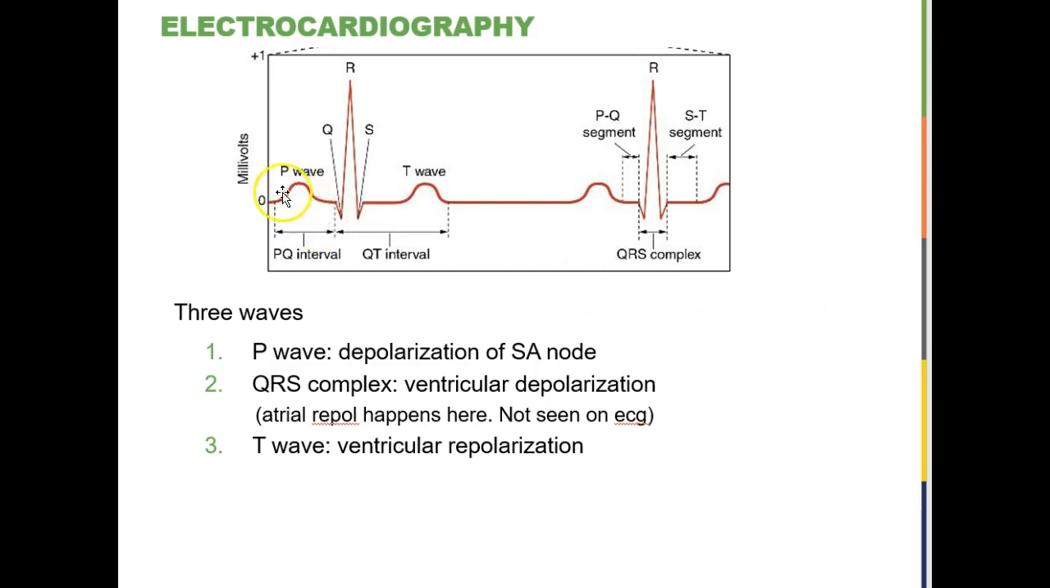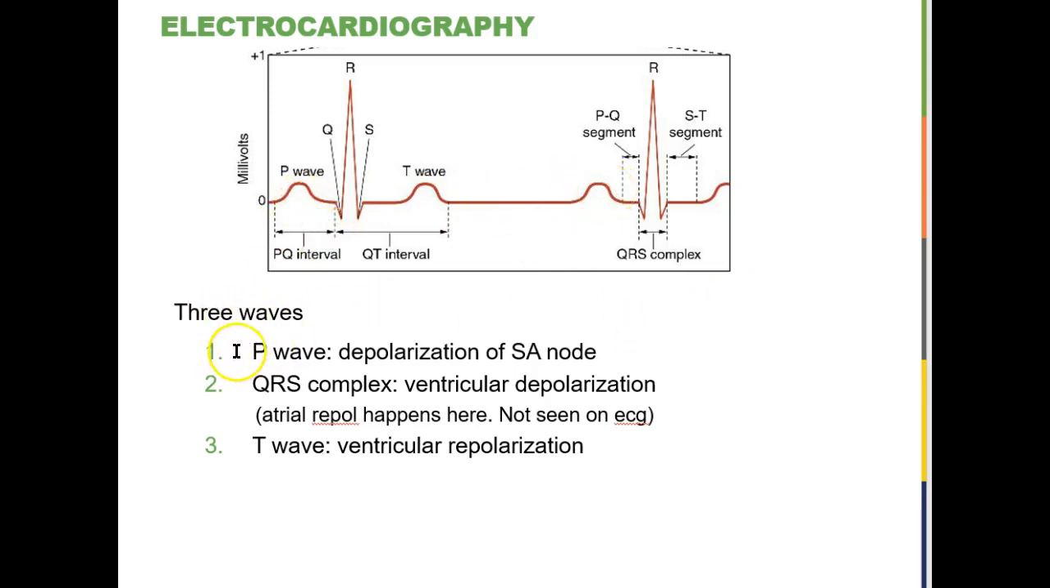So first up you have the P wave, followed by what is called the QRS complex. And then wherever these lines are flat, those are called isoelectric lines. So you've got P wave, isoelectric line, QRS complex, isoelectric line, T wave, and then another isoelectric line or flat line before the next P wave.